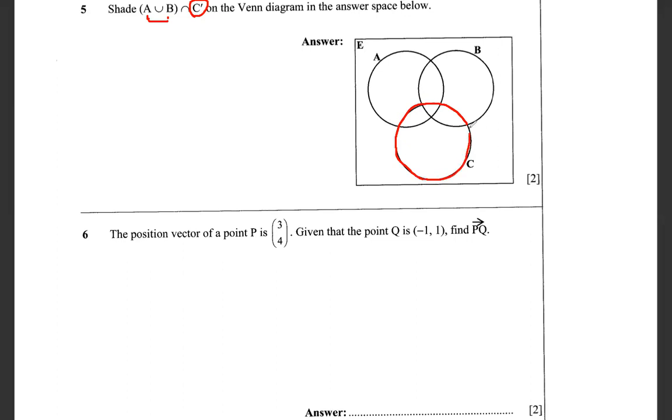But one thing we know for sure is that this is A and this is B. So the combination of that should be shaded. But when you look at this, the region is with this region here.